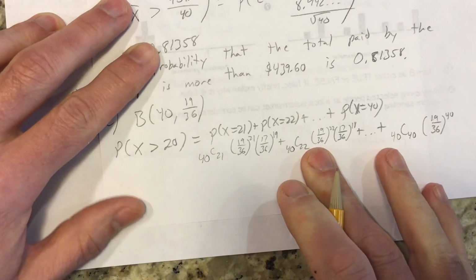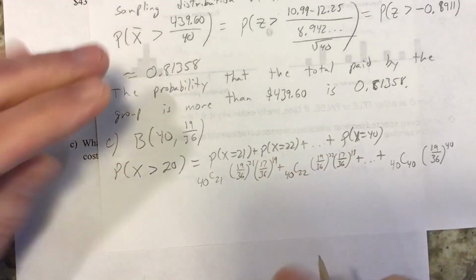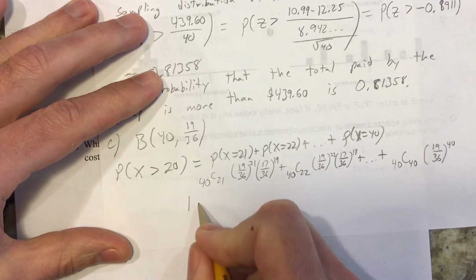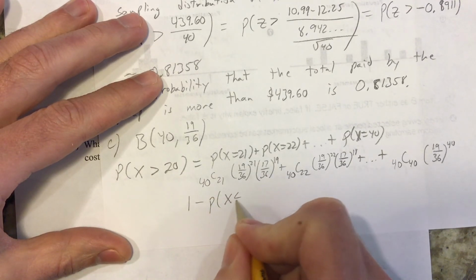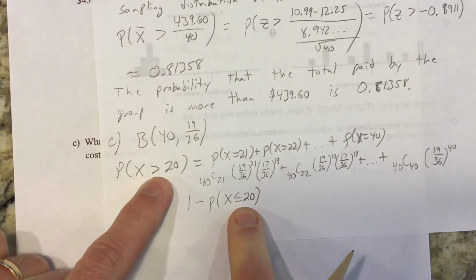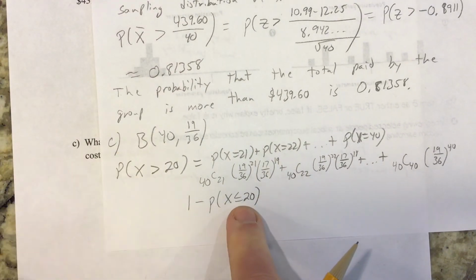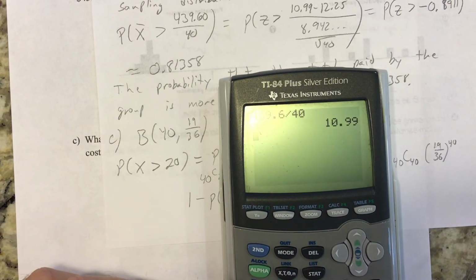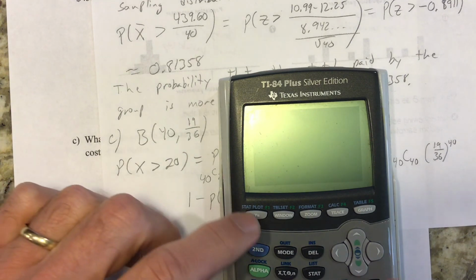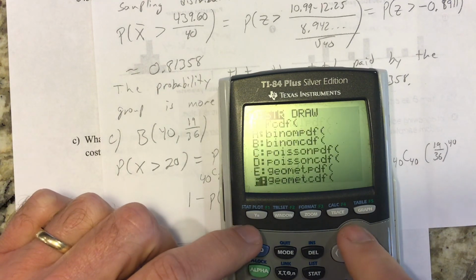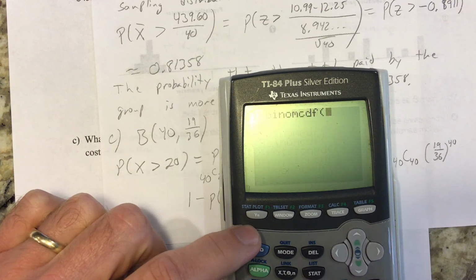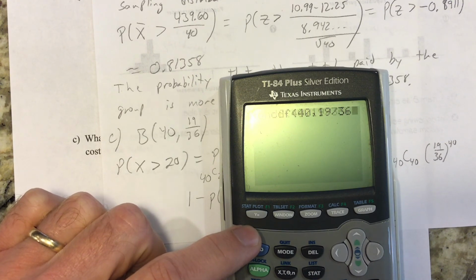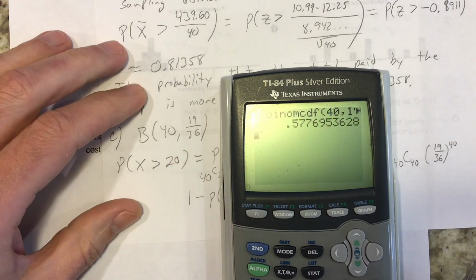Now, how would you actually do it? Well, my calculator has the binomial CDF, which is less than or equal to only. So I have to do the complement. I would do 1 minus the probability that x is less than or equal to 20. Again, pay attention to the boundaries. If I want greater than 20, the complement is less than or equal to 20. So put that in the calculator: n is 40, 19 out of 36, and 20. And there we go.